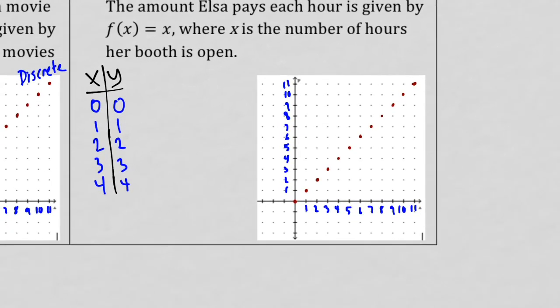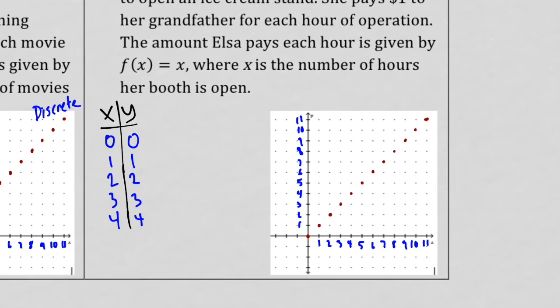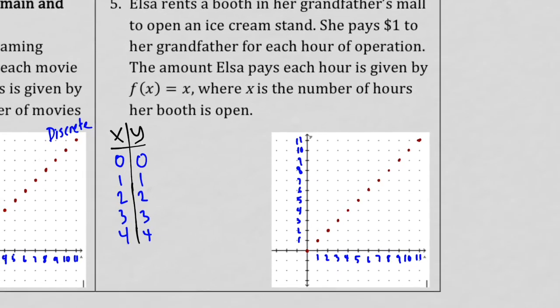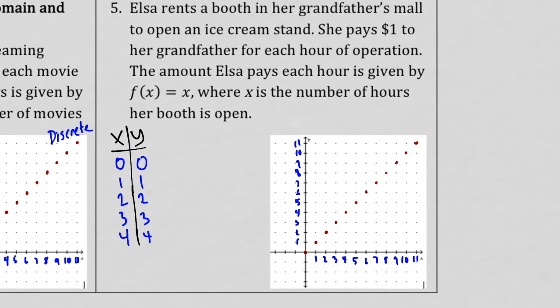Should I connect these? That is an interesting question here, okay? The problem doesn't say she pays $1 to her grandfather for each hour of operation, the amount Elsa pays each hour. You know what? I'm going to say yes. It could also be no. For all we know, the grandpa says, no, you have to pay me for the full hour even if you only opened it for half an hour, okay? But he could also say, well, you only opened it for 30 minutes, so just give me 50 cents. Or you only opened it for 15 minutes, so just give me 25 cents and so on. So he could be that kind of person. We don't know. The problem actually doesn't tell us exactly how it works.